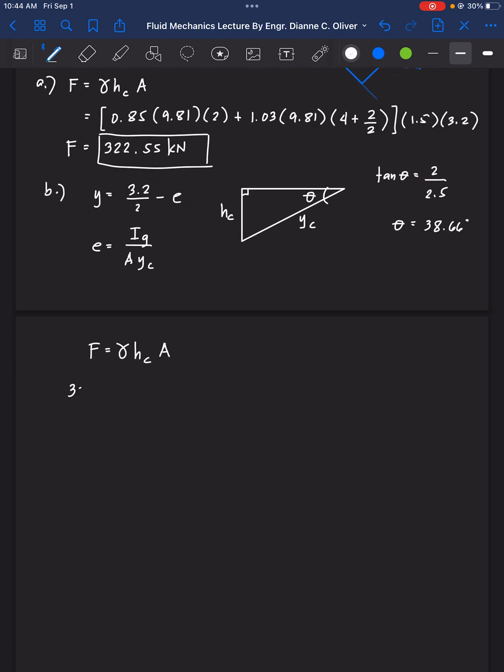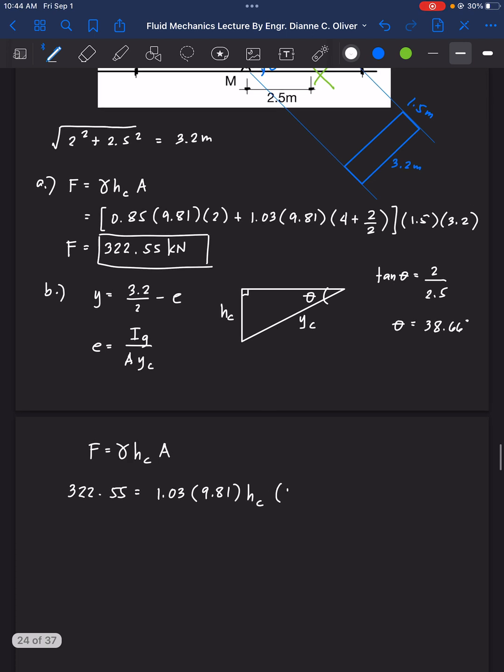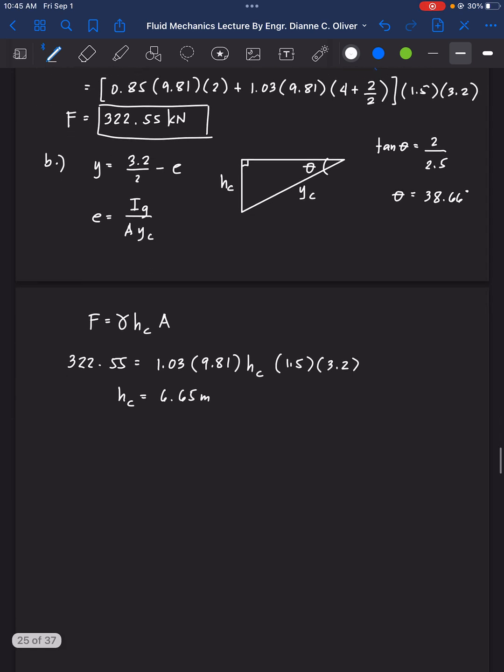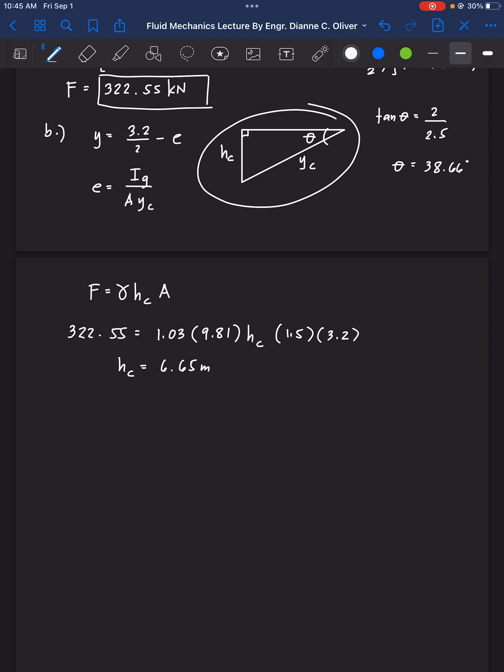So using the total hydrostatic force 322.55, and the unit weight of seawater, which is 1.03 times 9.81, compute for HC. Then we have here the area of the gate. The area of the gate is 1.5 times 3.2. We now have the value for HC: 322.55 divided by 1.03 times 9.81 times 1.5 times 3.2. So HC is 6.65 meters. Now we have our HC.